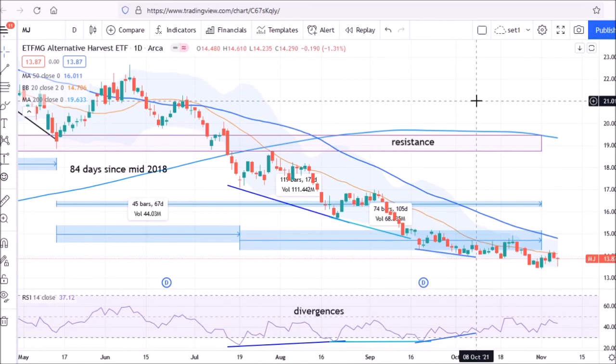And to conclude, let me just mention that whatever happens to MJ, I hope this review of how do we try to look at cycles, how do we hunt for cycle lows, is useful for your future trading and investment activities.